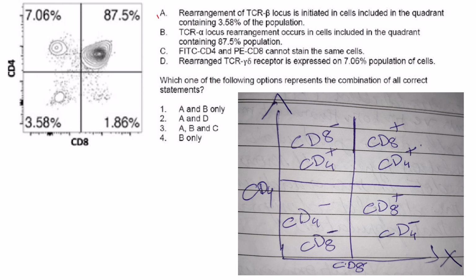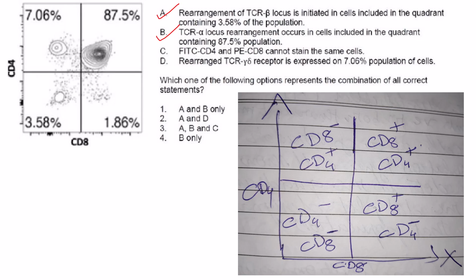Then next one, TCR alpha locus rearrangement occurs in cells included in the quadrant containing 87.5% of the population. So that is here. T cell alpha rearrangement, I already told you, takes place during the double positive stage. Double positive stage is CD8 plus CD4 plus, and here it is 87.5%. So that correlates with the statement given in B. So B is also correct.